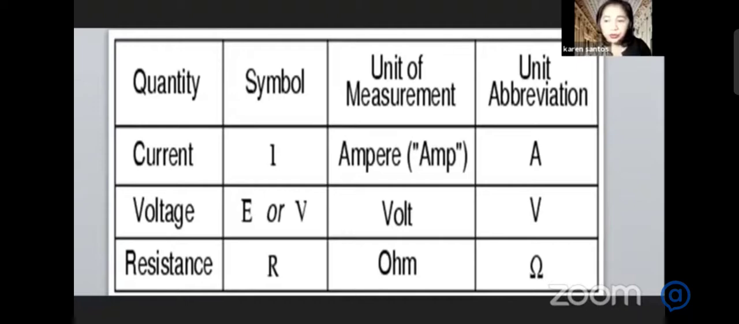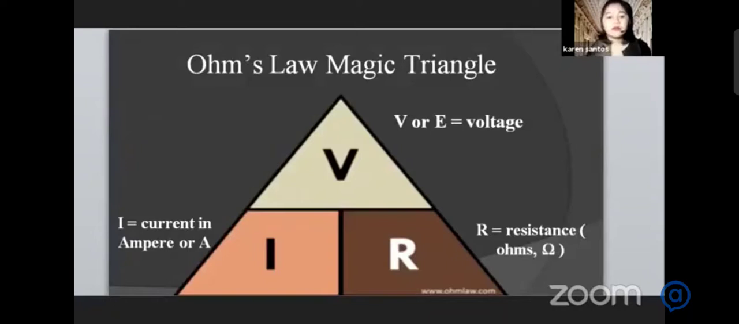For you to be able to know the formula in Ohm's law, first you have to know the symbol, the unit of measurement, and of course the abbreviation. Letter E stands for the voltage, V or E. Letter I stands for the current, measured in amps or amperes, so it must be I or letter A. And R stands for resistance, or ohms.